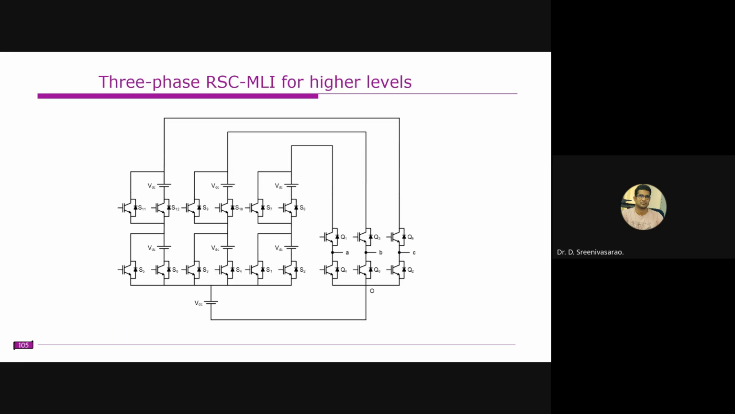So these are all the different topologies. This is another one. If you see, this is a single phase, this is a three-phase inverter, and this one they just opened up here, right? And they inserted this one. They're claiming that it will increase the number of levels.